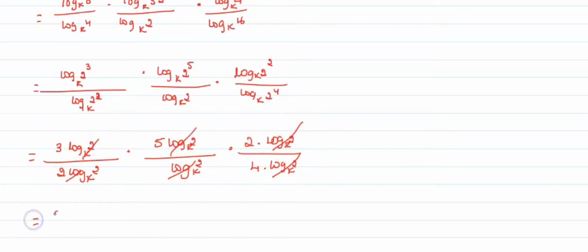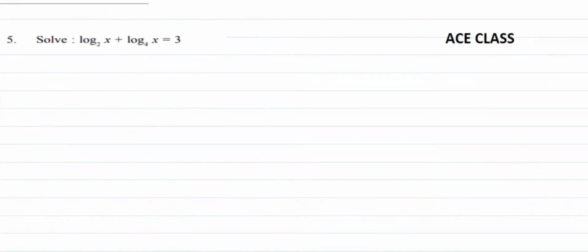So what is left is 3 over 2 multiplied by 5 into 2 over 4. So 2 and 2 will get cancelled. 5 3s is 15, 15 by 4. Further cancellation is not possible. So this is your right hand side. Hope you understood. Next question.